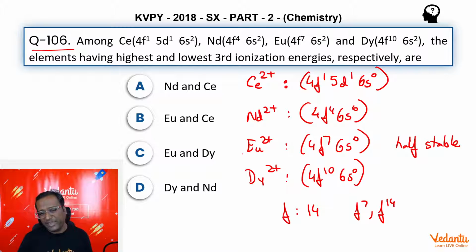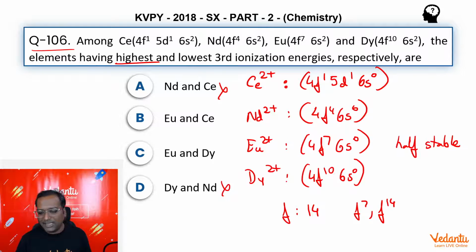And therefore, it should be very, very difficult, rather the most difficult from these four, to remove an electron from Eu2+. So this and this cancel. Highest is definitely Eu2+. Now from B and C, we have a choice between Ce and Dy.